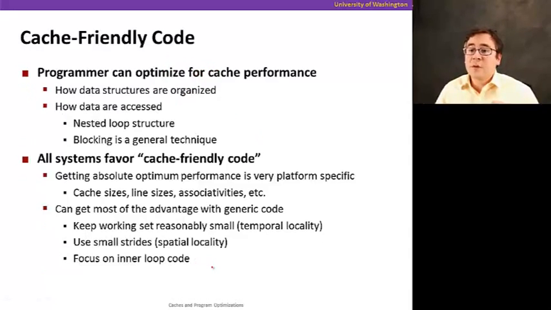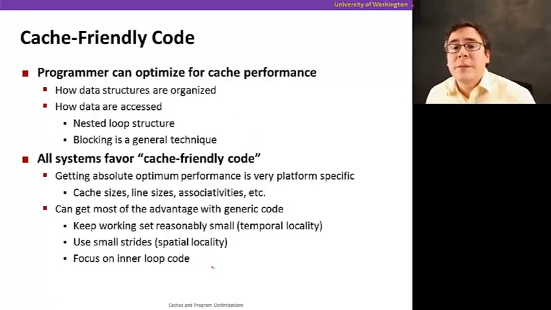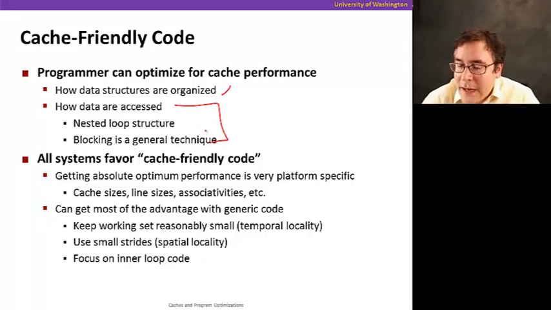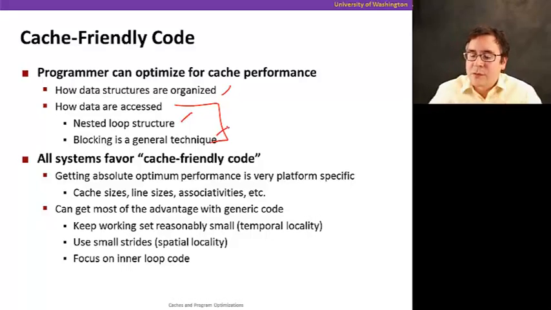The important thing to keep in mind for cache-friendly code is that you, the programmer, can optimize code for cache performance, but it really depends on how the data structures are organized, how data are accessed, and how the loop nest structure works. Think about blocking, because blocking is a general technique. You can always try to reorganize the order in which you do things so that you keep only a block, only parts of it, in memory.